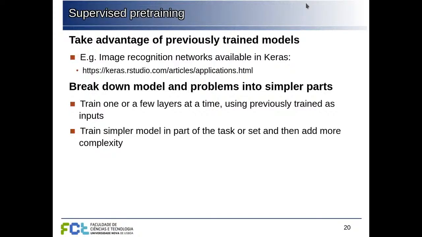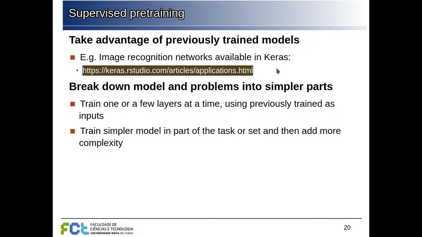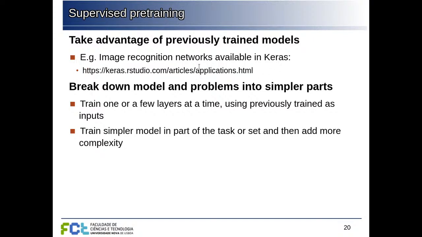So basically, with supervised or unsupervised pre-training, both of them, we can take advantage of previously trained models. In the particular case of supervised pre-training for image classification, you have several of these models available in Keras. I mentioned this in the assignment. I think this link is outdated. I don't know if it's still the same link, but if you look for Keras applications, you find the correct link, and you have that table with lots of trained models, and you can try to experiment with those for the assignment in the optional part.